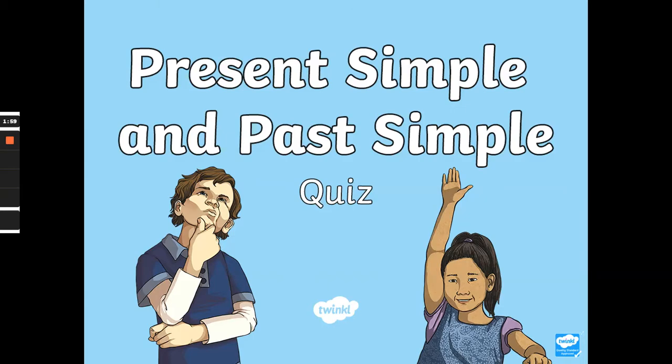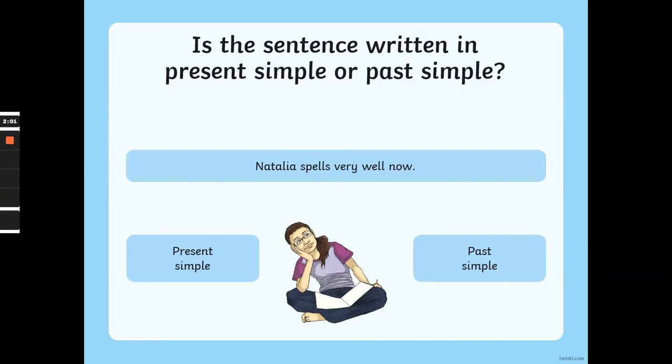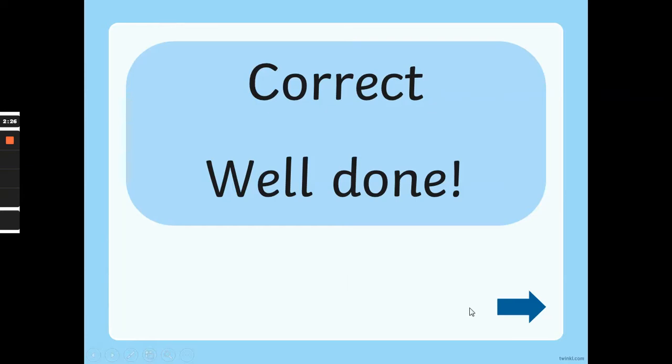So first of all, we're looking at present and past. So we're just sorting these out at the minute. So is the sentence written in the present or the past? Don't worry about the simple. Natalia spells very well now. So have a little think. Natalia spells very well now. Is that in the present or is that in the past? So because it has the word now, which is present, because it's happening, I'm going to say it's in the present. Oh, we got it right.